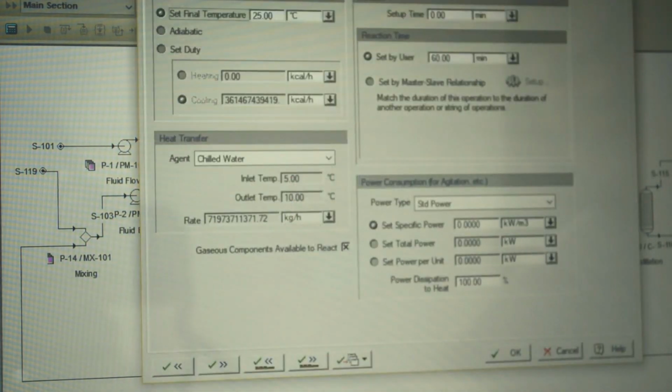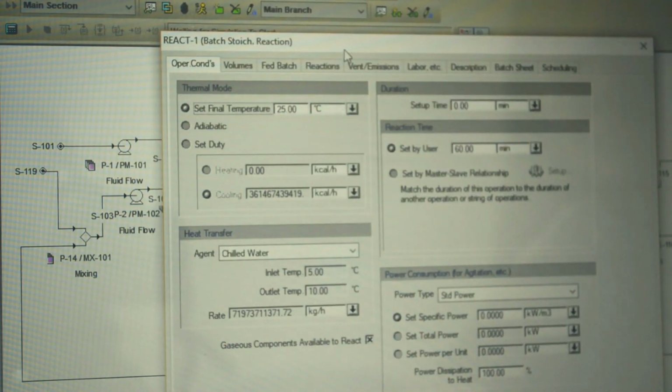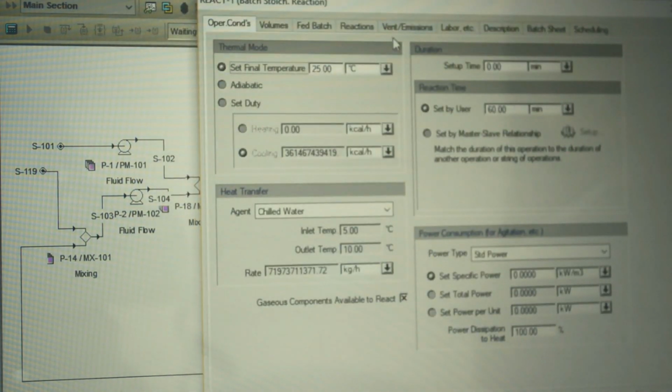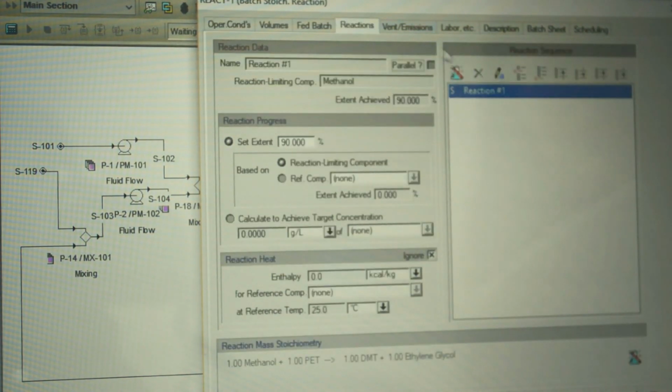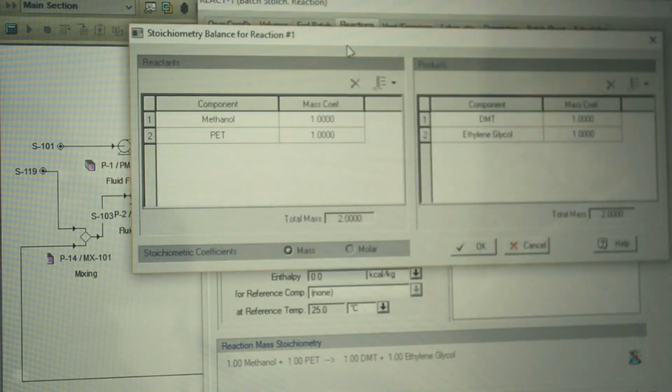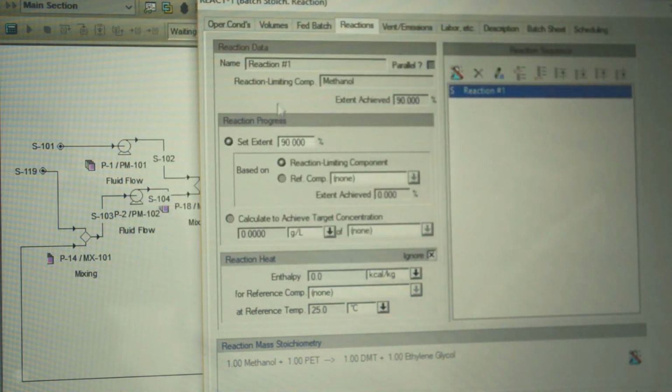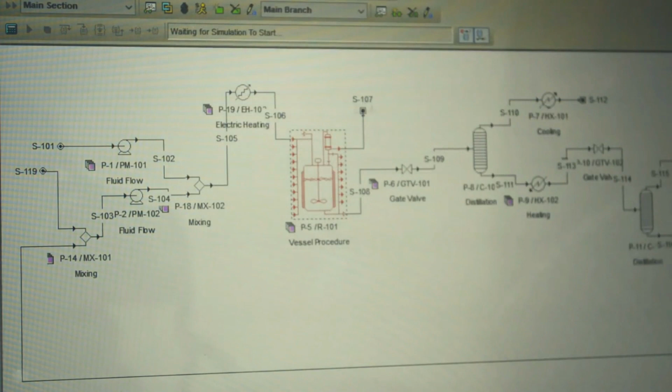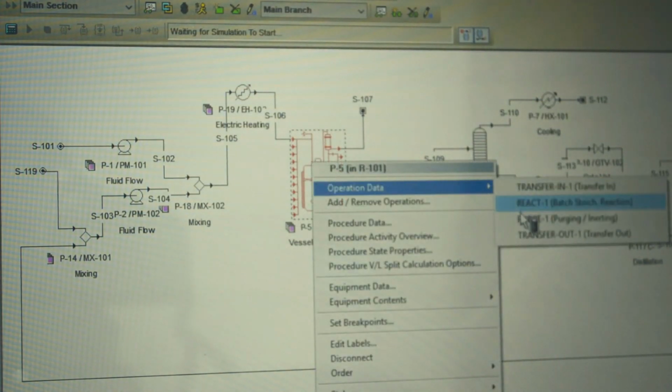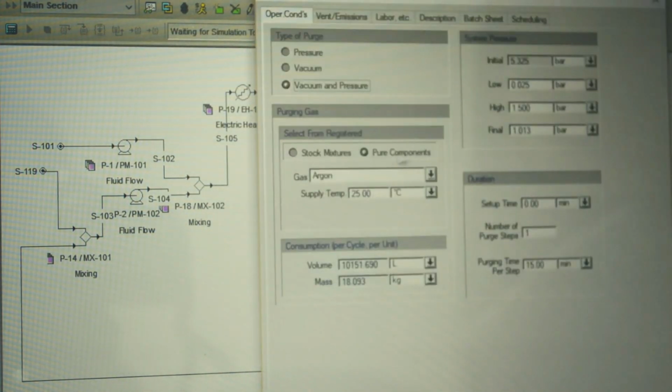For the react operation, after setting the desired final exit temperature, we proceed by adding the reaction where methanol reacts with PET to produce DMT and ethylene glycol, and the extent is set at 90%. For the purge operation, argon was selected to purge as an inert.